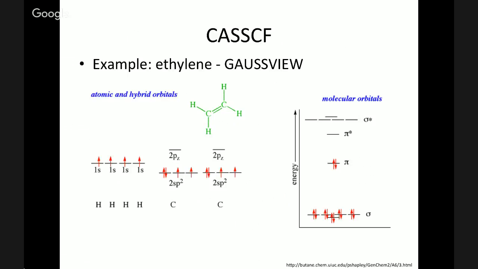Hybridized orbital being occupied, but it doesn't matter. We're contributing 4 orbitals from our carbon, which results in this picture anyways: 1, 2, 3, 4, 5, 6 sigma bonding orbitals, 1 pi bonding orbital, 1 pi star. So pi star represents antibonding, and then 5 sigma star antibonding orbitals. So we're going to take a look at this in Gaussian.